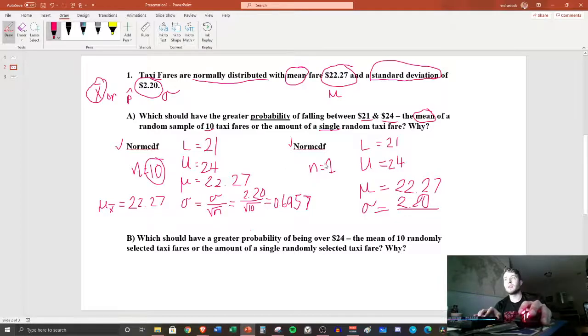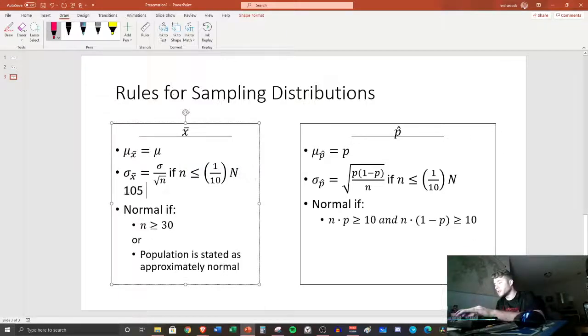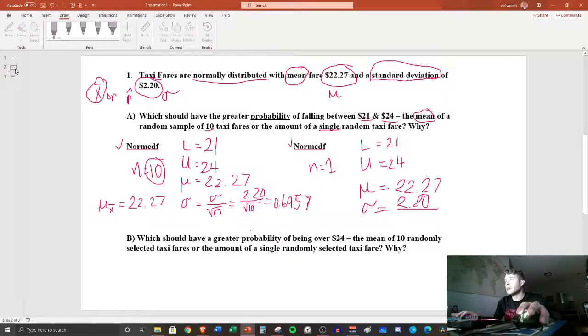Over, and by the way, since 1 is smaller than 10, it's also going to pass that 10% condition. I want to type that in actually. Hold on. 10%. That's what that rule is. Okay, 10% condition. That shows independence. Don't forget that, right?